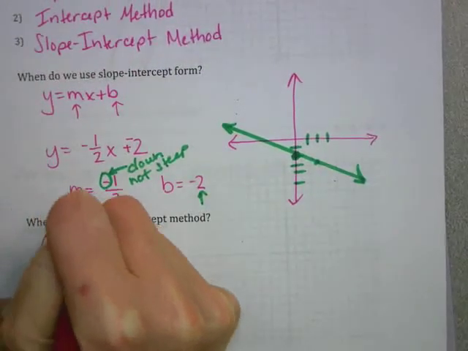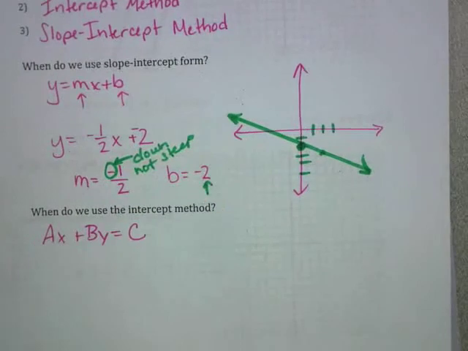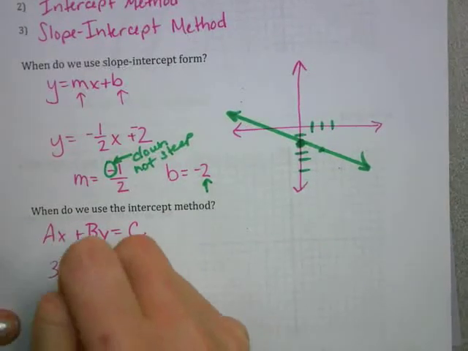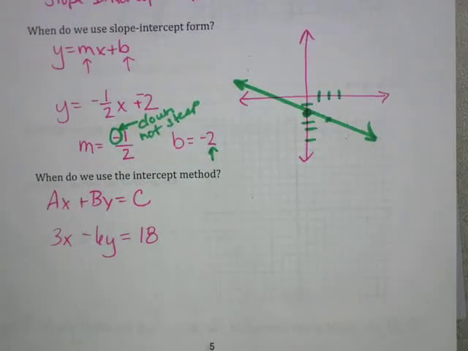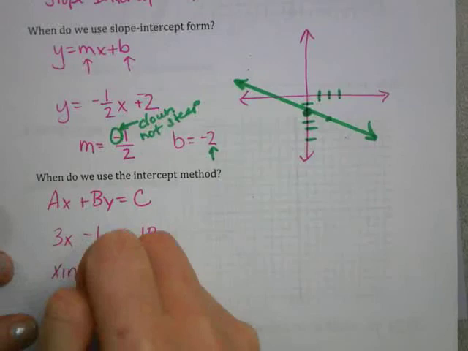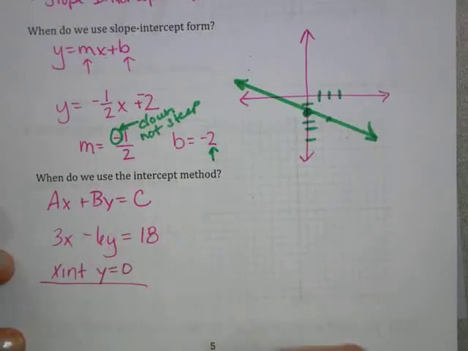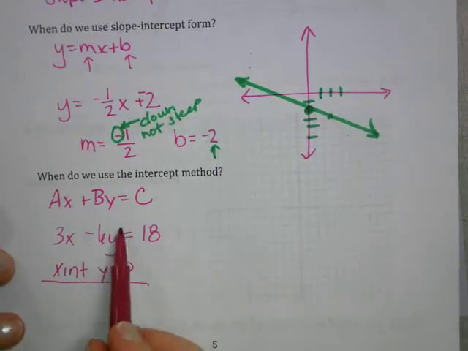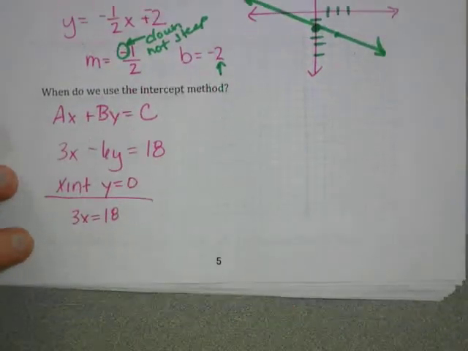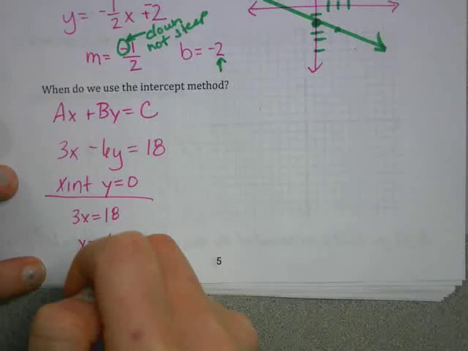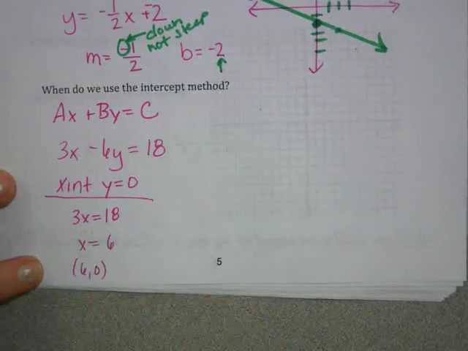ax plus by equals c. So if they give me an equation already in standard form, we would use that intercept method. For example, if I had 3x minus 6y equals 18. I don't want to have to solve for y and deal with all that. Let's just use the intercept method. So remember, we have our headings, x-intercept, y equals 0. So if y is 0, this is totally gone, and we're left with 3x equals 18. Divide both sides by 3. X equals 6. So that's the coordinate of 6, 0.